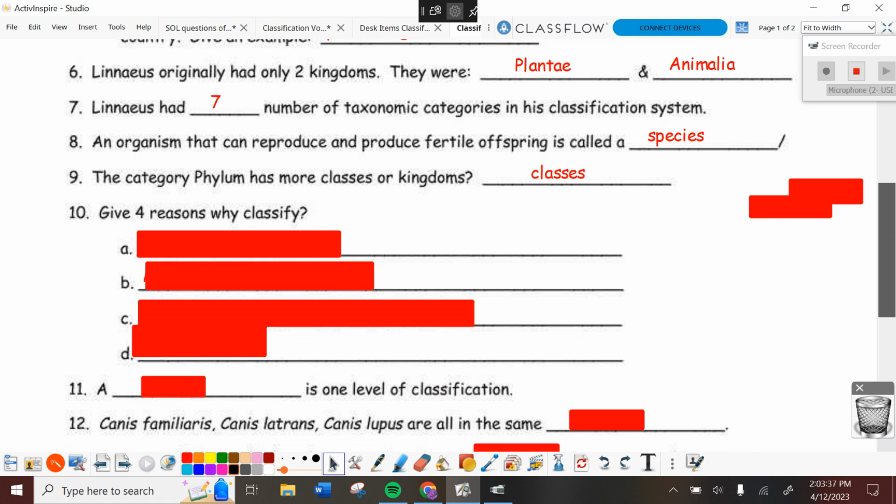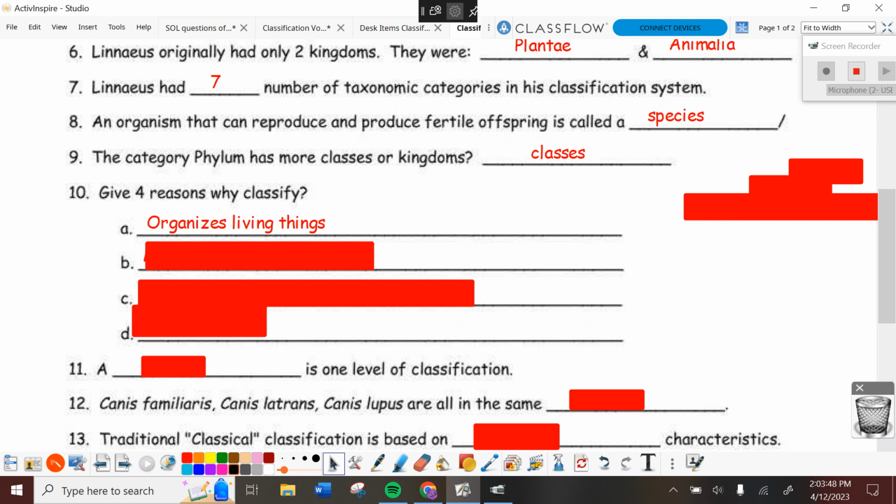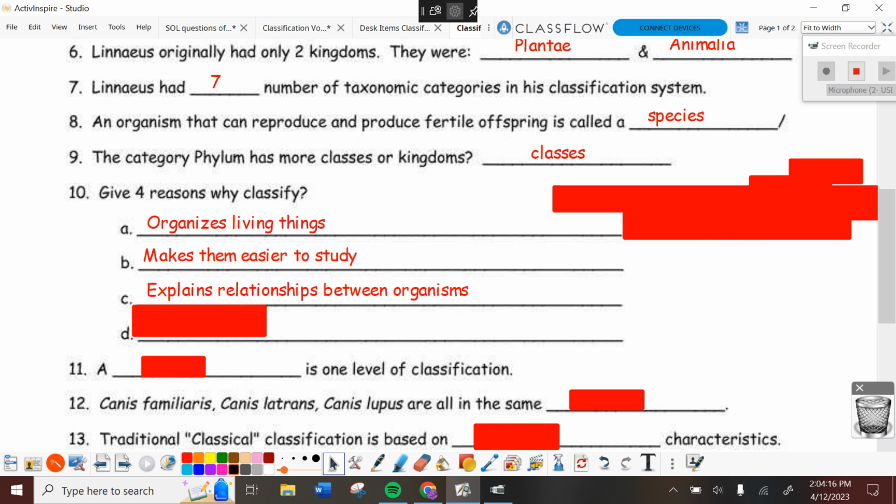Now we started off the lesson last time with 4 reasons why we need to classify. Right off the bat, we have so many different species of things that we need to organize them. So the first reason why we classify is it organizes living things, making them easier to study. Let's write down organize things first. Like Ray said, once we organize things, it makes different groups easier to study. And once all these groups are studied, we can start looking at what between them? Relationships. We can start explaining relationships.